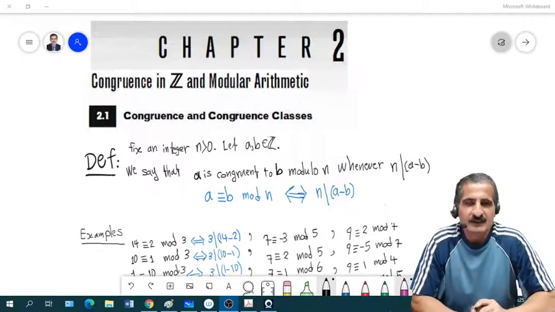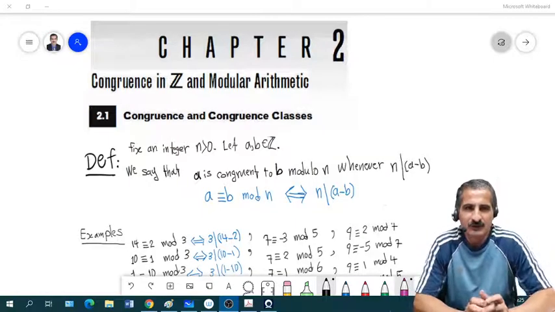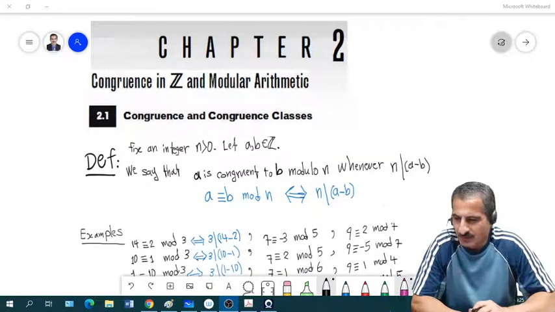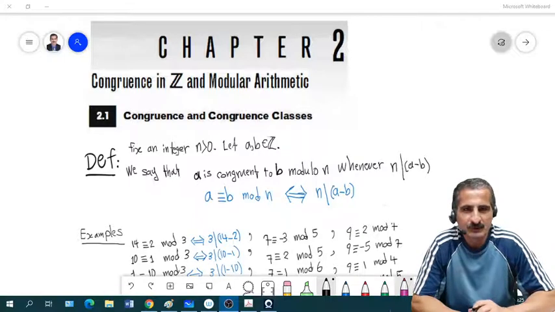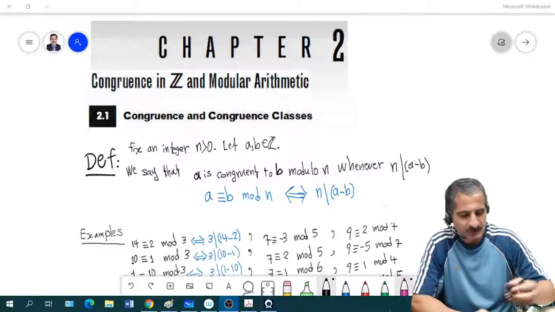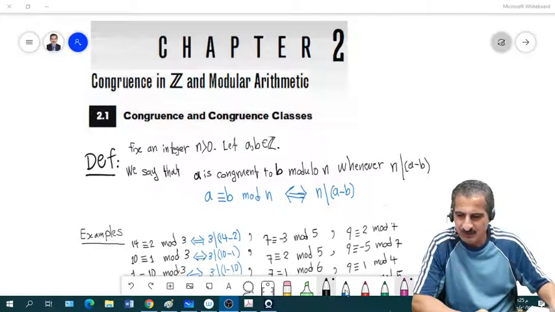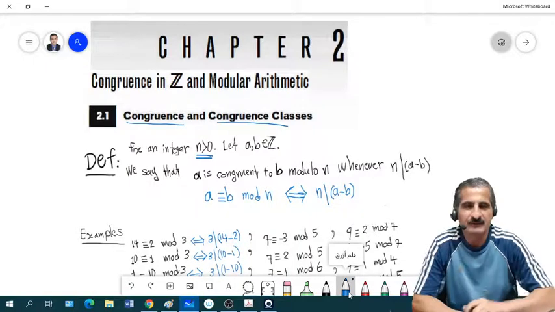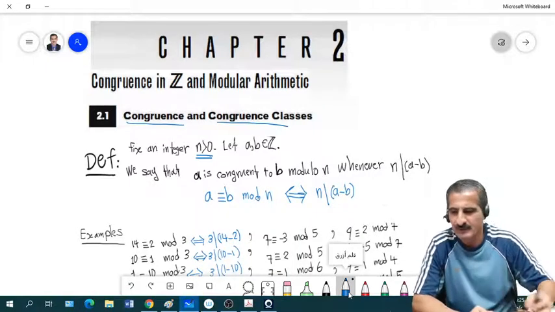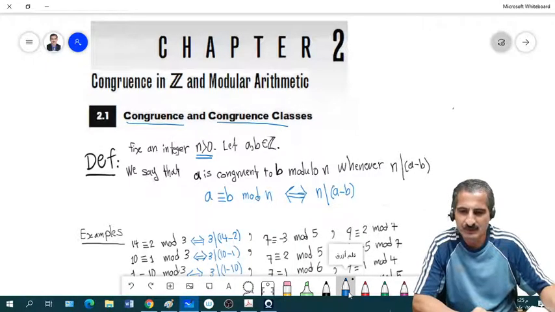Congruences in Z. This is what we are going to learn in this video. So we will start with section 2.1 from Hungerford's book, and this section is about congruences and congruence classes. Okay, fix an integer n, a positive integer n. So fix it. Say for example, I will fix n to be 5.